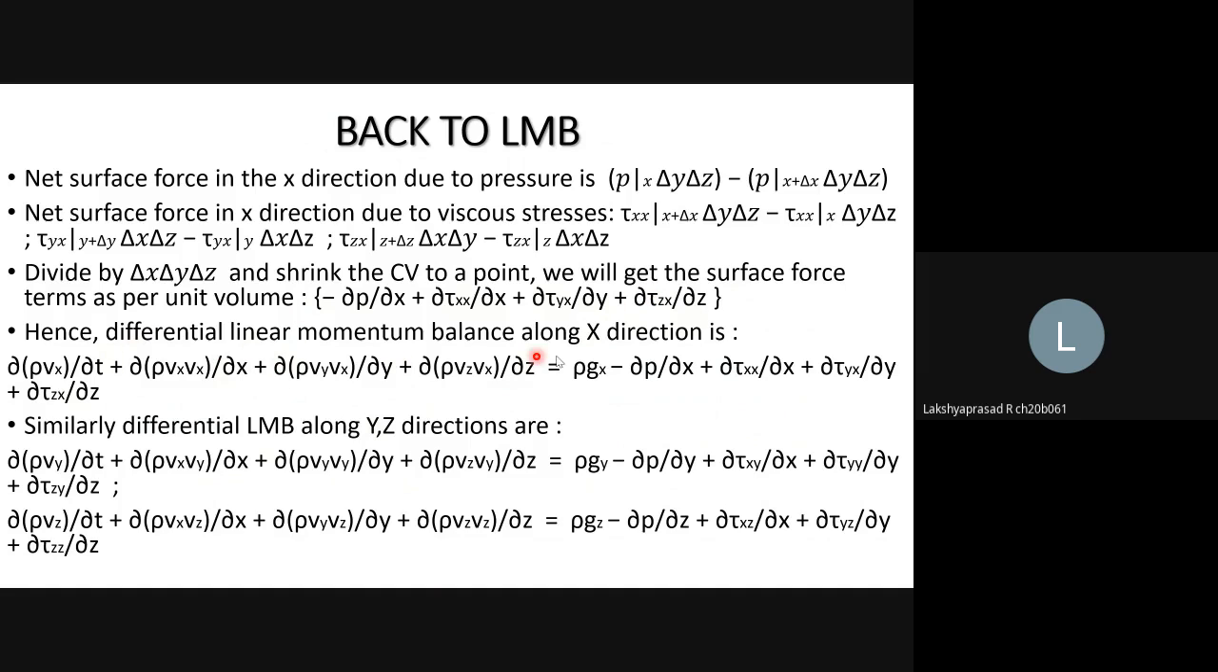Hence the linear momentum balance along the x direction is written as follows. We have already seen the left hand side, and now we can complete the right hand side. Rho gx is something that we already knew, and we have just completed the linear momentum balance along the x direction. Similarly, along the y and z directions, we can write down the differential linear momentum balance as shown.